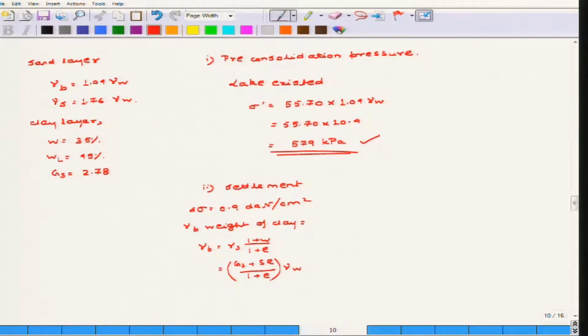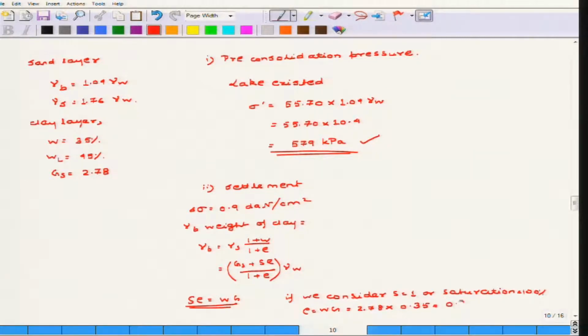Okay, either of this formula. Now, if you consider this, then basically we have to find out e. We know e also, wG is equal to Se from the basic soil relations. Now, if we consider S equal to 1, or saturation 100%, we have to consider that anyway, because it is the bottom of the lake, so it is always saturated. So, e is equal to w into G. Now, G is given as 2.78 and w is given as 0.35. So, multiply both of them, we will get 0.973.